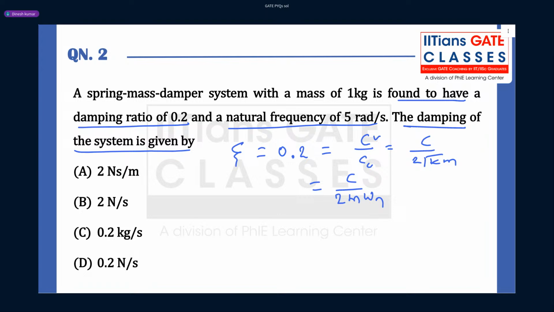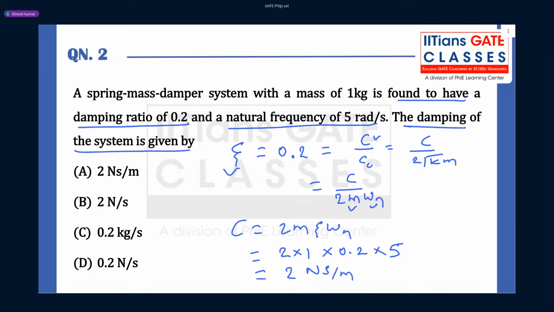Clear? Now guys, here what is given? Zeta is given, m is given, omega n is given. So what is C? The damping of the system will be 2m zeta omega n. Now substitute everything. m is given as 1 kg, zeta is 0.2 and omega n is given in radian per second, so it is 5. So what you guys get? It is 2 Newton second per meter.